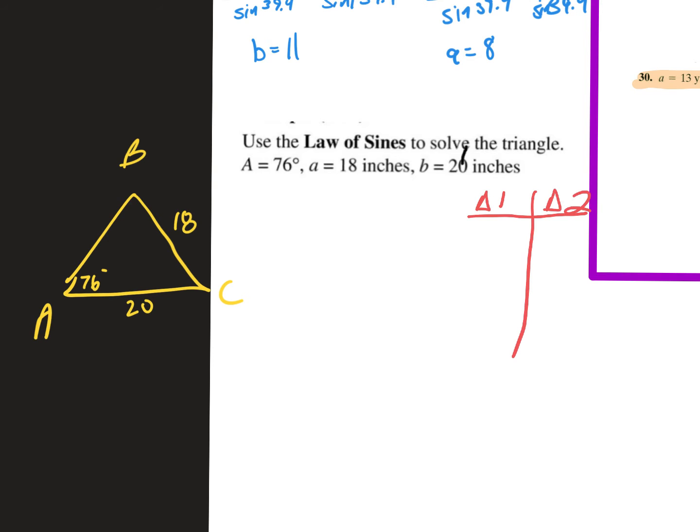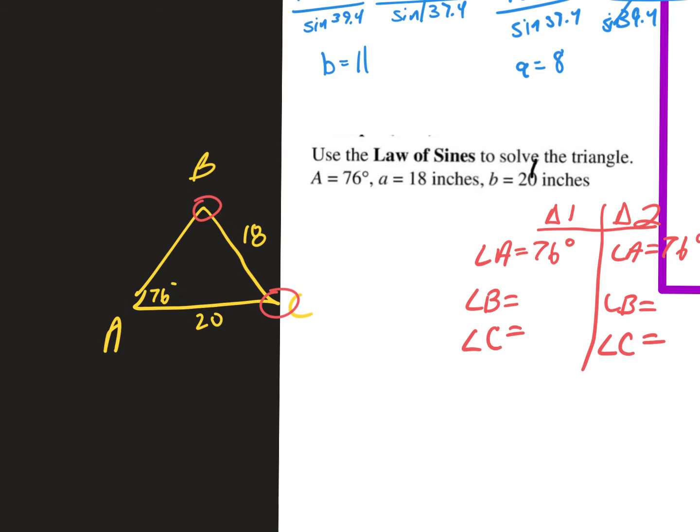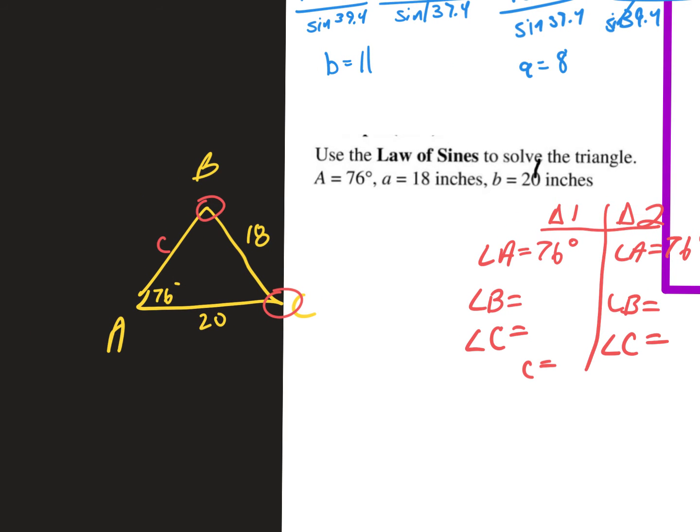2. So right away I'm going to get my problem set up and I'm going to say, all right, there might be 2. And I'm going to say that, well, in each triangle, angle A is 76 degrees. So angle A in each triangle, 76 degrees. It's saying use law of sines. Let's figure out what we're missing. We're missing angle B. We're missing angle C, right? So I got to find angle B. I got to find angle C. They'd be in both triangles if there was one. And I'm missing side C, right?